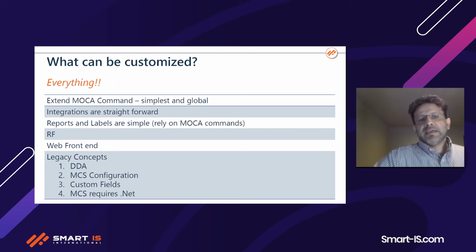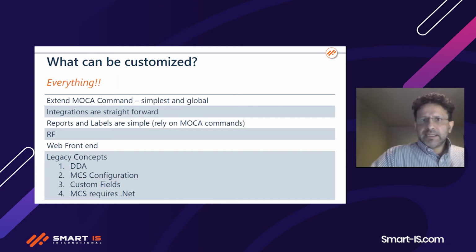Again, business would always give the requirement in terms of their use cases. Then we as analysts have to look at that and decide what would be the right place to modify. So generally our approach should be to do it at the Mocha level, because that's the simplest and it's global. The next up, integrations, of course, can be customized. That might be a requirement as well. Reports and labels should always rely on Mocha commands. Let's avoid putting inline SQLs. That would give us a little bit better overall solution.